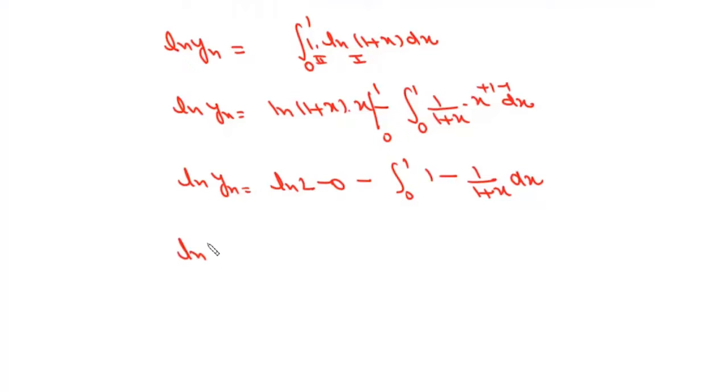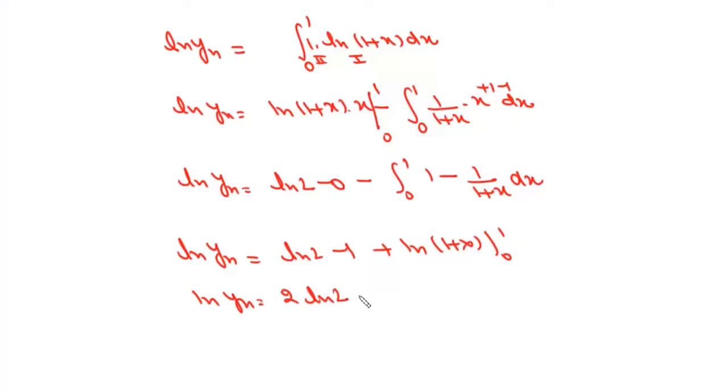So it will be log yn, and it will be log 2 minus 1 plus log(1 + x) from 0 to 1. So it will be log yn, and it will be 2 log 2 minus 1, which is log 4 upon e. So the value of yn will be simply 4 by e.